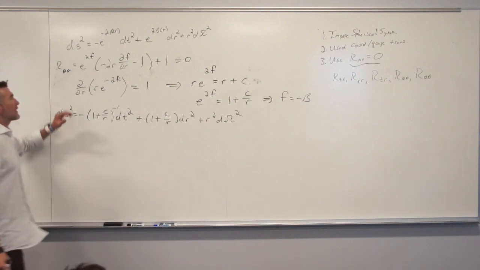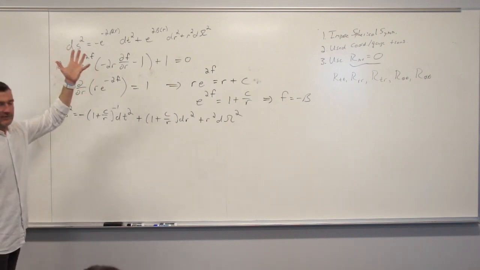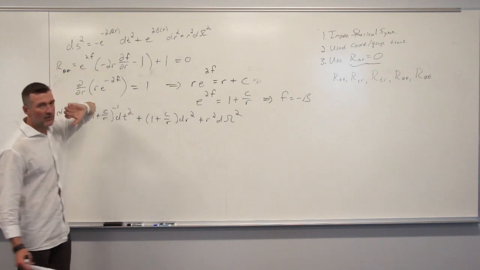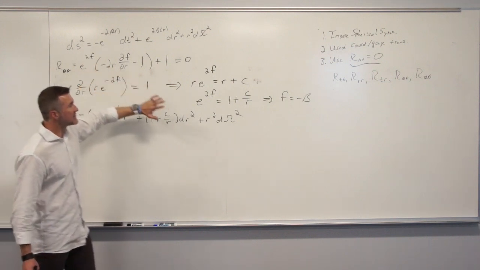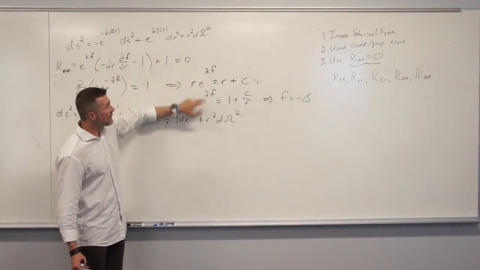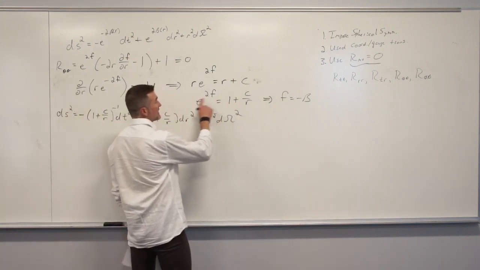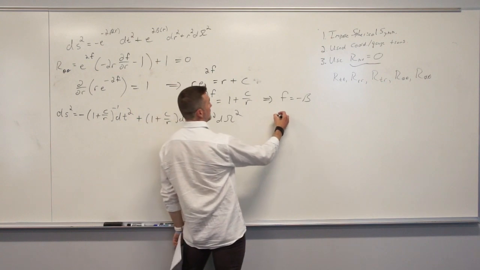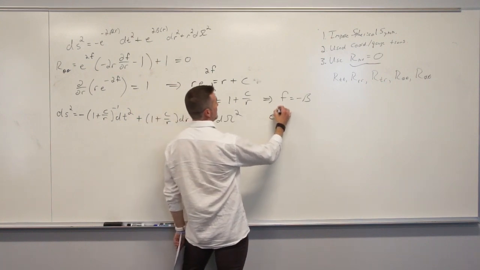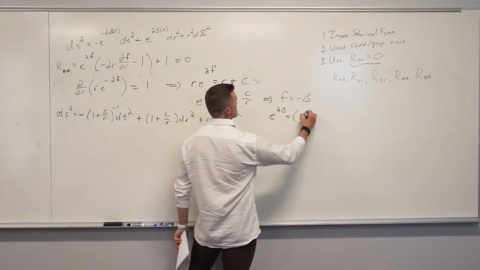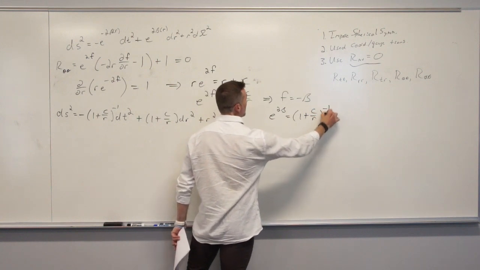I don't remember why I did this in terms of F. We probably should have just done the whole thing in terms of beta, but nonetheless, having done this in terms of F, getting to this conclusion, if F is equal to minus beta, then e to the 2 beta is 1 plus c over r to the minus 1.